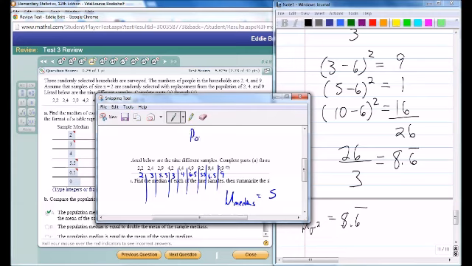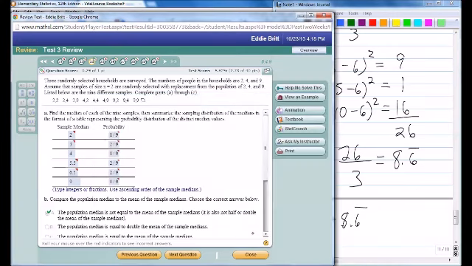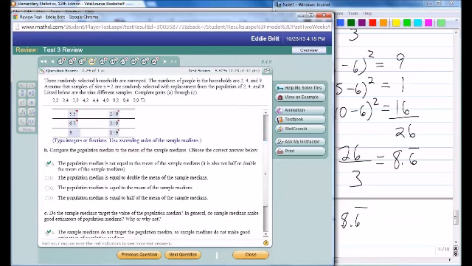So for the population, I guess you could say population median, that's 4. Are they the same? No. That means it's a biased estimator. It doesn't target the population. The mean of the sample medians doesn't target the population median. But let's see what the questions ask. Compare and then choose the right answer below. The population median is not equal to the mean of the sample medians.